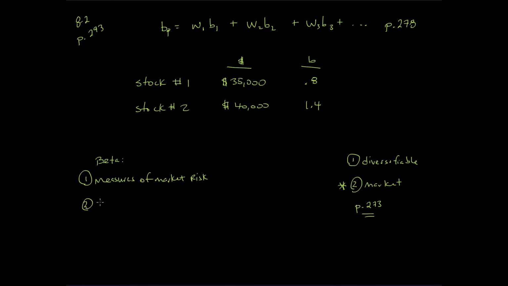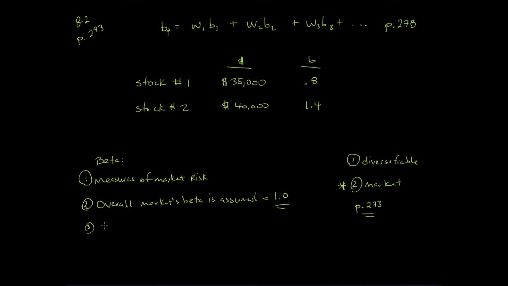The second thing is that the overall market, and that's the stock market, the overall market beta is assumed to be equal to 1.0. And everything involving beta revolves around this figure.